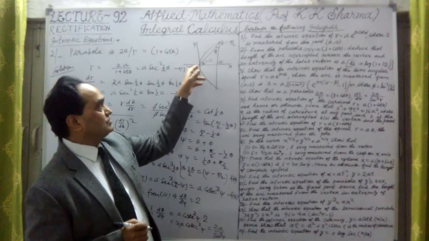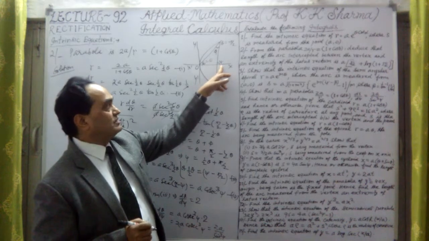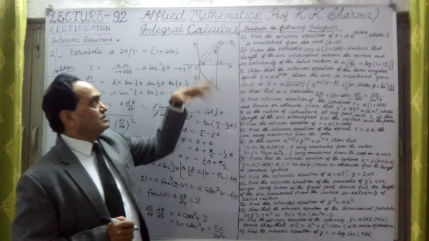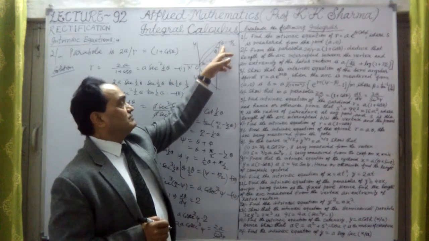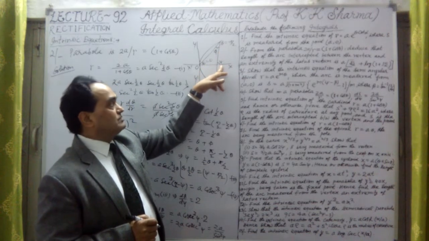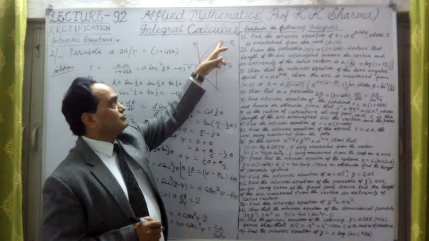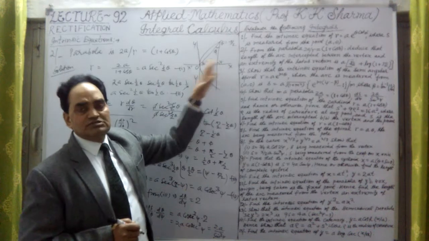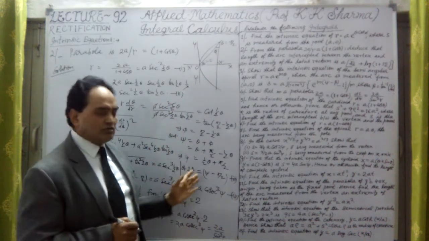At this point, if I draw a tangent, then the tangent makes a psi angle at P. Okay, this is the second point P. So the line which makes a psi angle with the fixed line is the tangent line at P. Suppose this is the psi angle. In this case, this is a parabola. In equation two, we have done all the things.